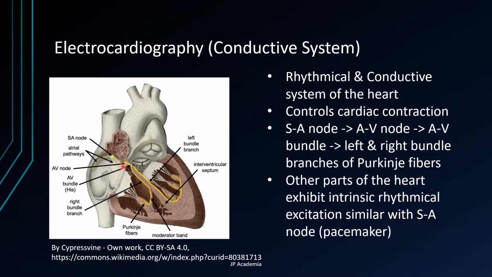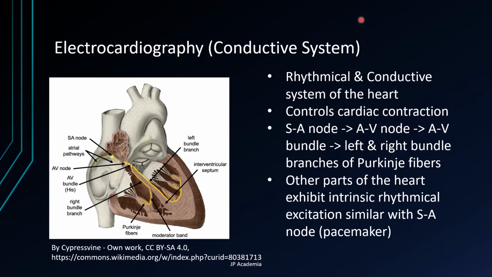The AV node is where the impulse from the atria is delayed before passing into the ventricles. The AV bundle, so this one, is where it conducts the impulse from the atria into the ventricles. Last, we have the left and the right bundle branches of Purkinje fibers, which conduct the cardiac impulse to the rest of the parts of the ventricle. So this one.